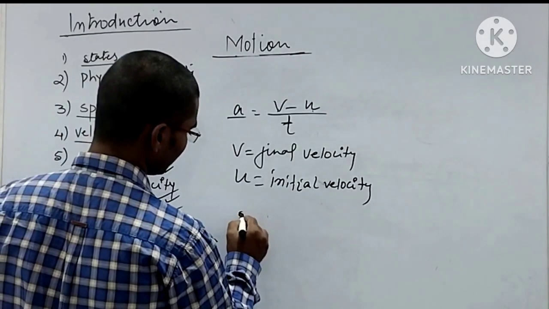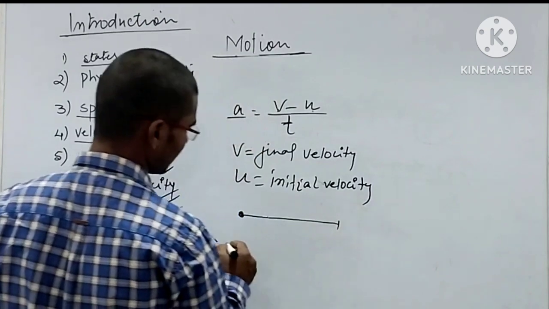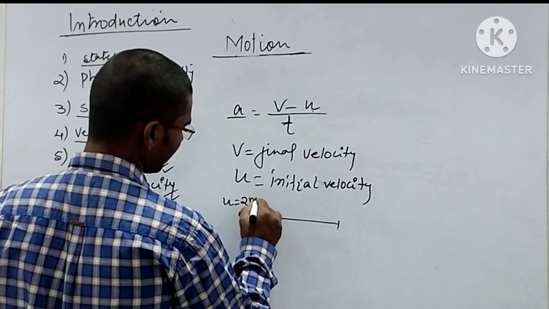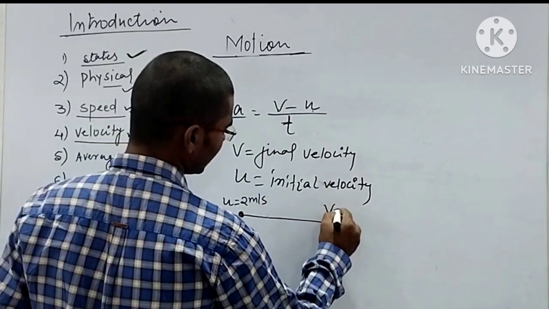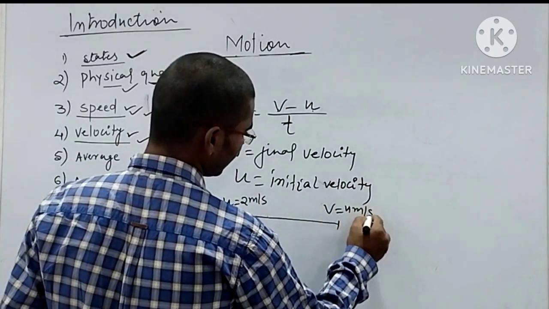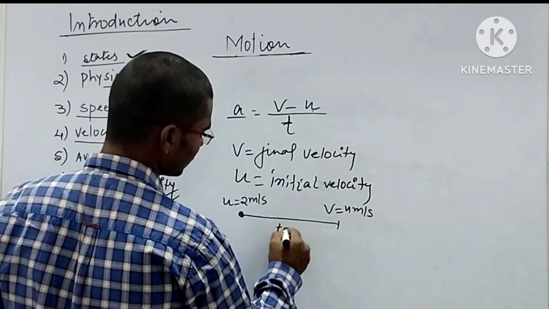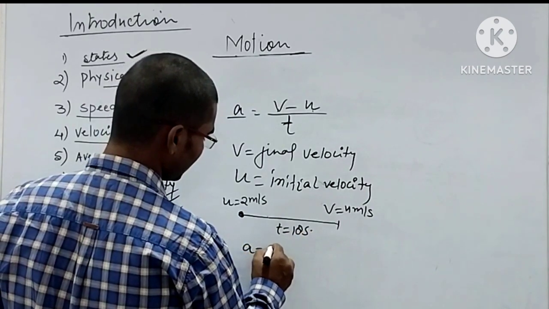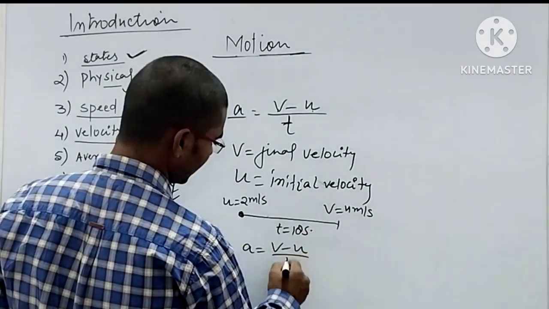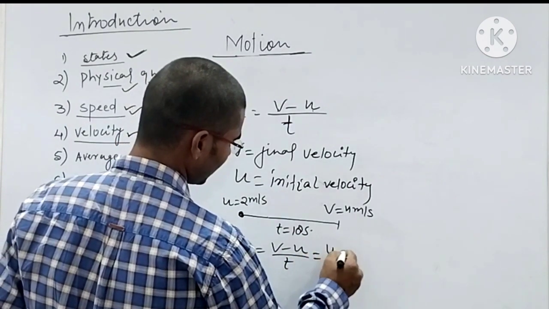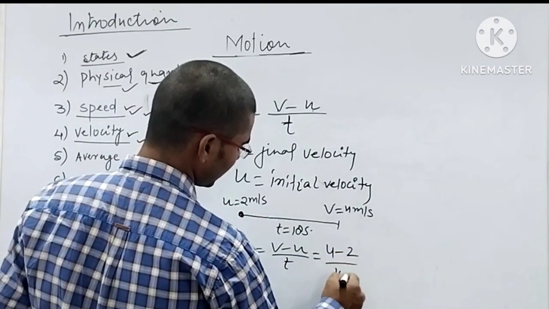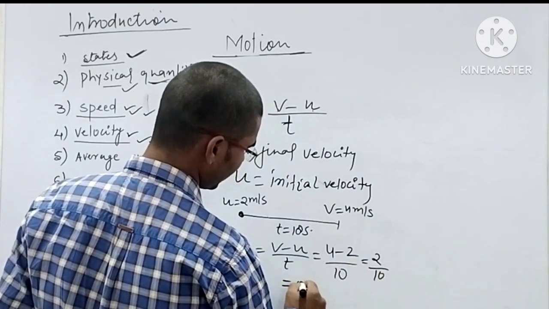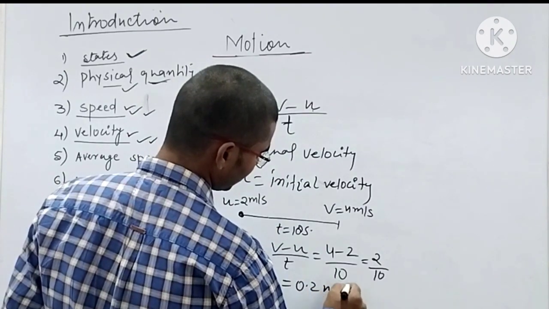Suppose a person goes from this position to this position. The initial velocity is 2 meter per second and the final velocity is 4 meter per second. This is covered in time t equal to 10 seconds. Therefore, acceleration will be (v minus u) by t. Here v is 4, u is 2 and time is 10 seconds. This implies 2 by 10, that means 0.2 meter per second square.